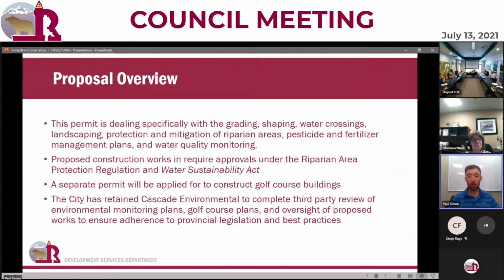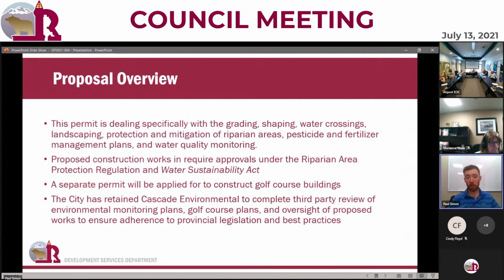previously indicated. Very important for council to understand here, a separate development permit will be required in the future for any buildings. So this is for the construction of the golf course, the fairways, the greens, all those components of it. When you're thinking clubhouses, other types of golf course related amenities and those buildings that come with it, a separate development permit will be required for those that will ultimately be submitted to the city at a later date.